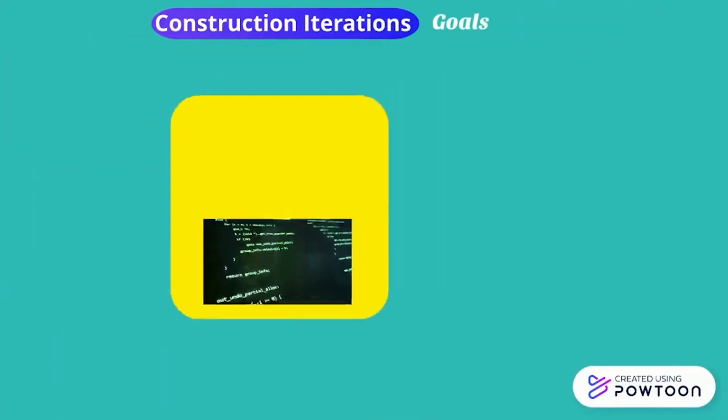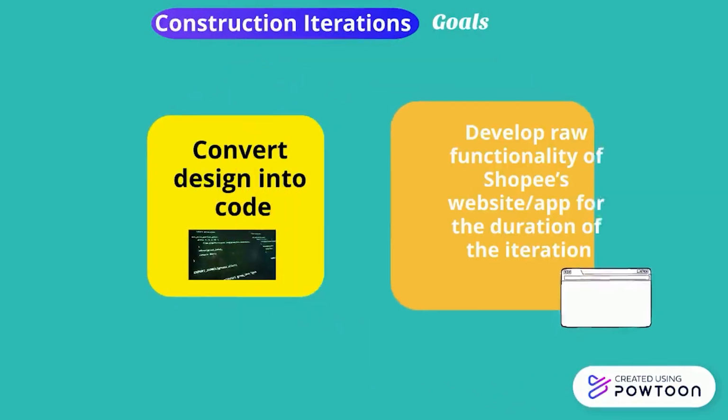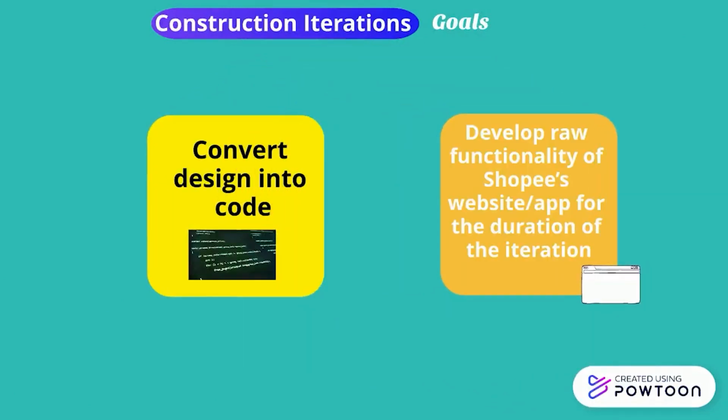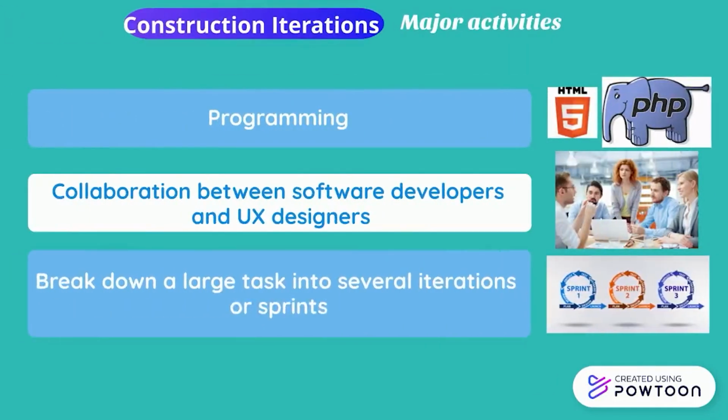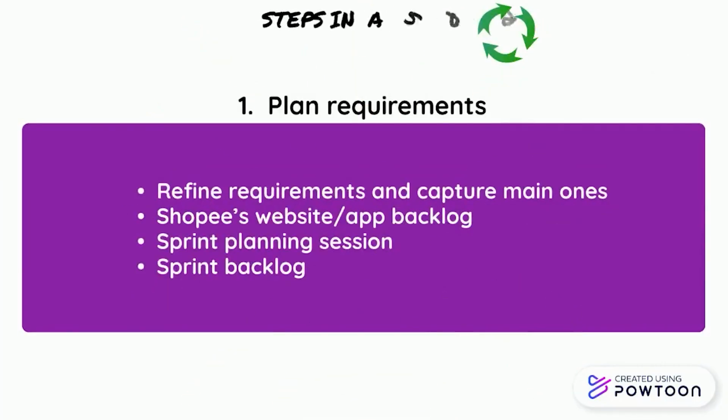The goals for construction iterations are to convert design into code and develop raw functionality of products. The major activities is programming, which involves collaboration and breaking down a large task into several sprints. The first step in a sprint is to plan requirements, create product backlog, conduct sprint planning session, and create sprint backlog.